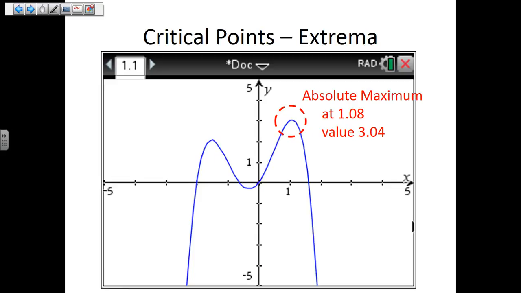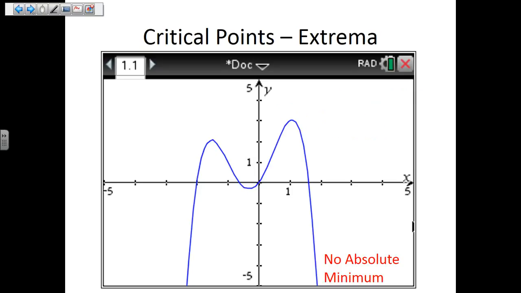I'm sorry, I kind of blew over that word absolute here. This is an absolute maximum because it is higher than any other point on our graph. So it's not just a relative maximum. It's not just higher than the points around it. It's higher than every other point. So instead of calling it a relative maximum, it's an absolute maximum.